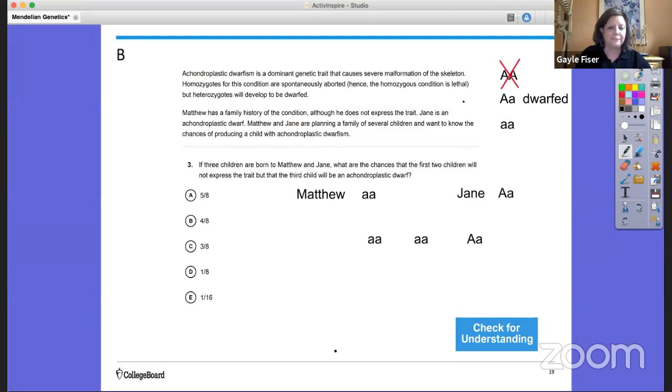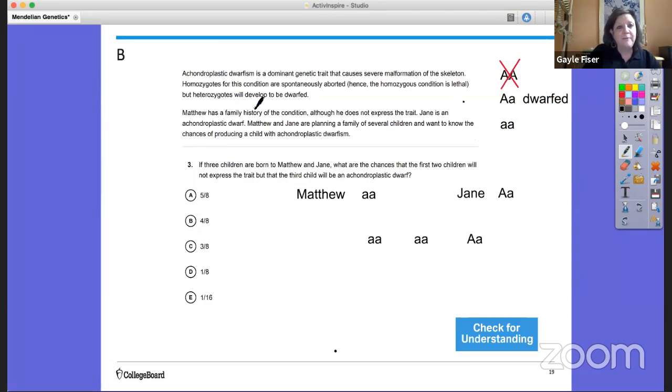Okay, one more. All right, achondroplastic dwarfism is a dominant genetic trait that causes severe malformation of the skeleton. Homozygotes for this condition are spontaneously aborted. Hence, the homozygous condition is lethal. But heterozygotes will develop to be dwarf. So I already put this in to save some time. If you have homozygous dominant, you're dead. If you have big A, little a, then dwarf. If you have little a little a, then you're not going to express any of the trait.